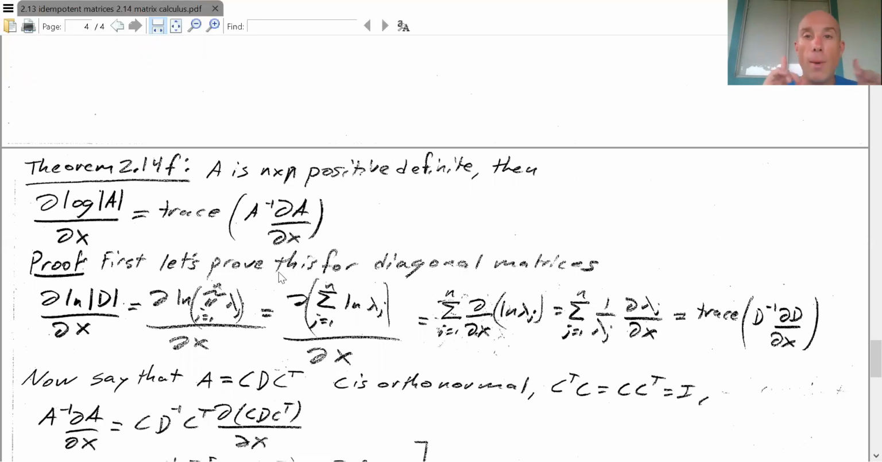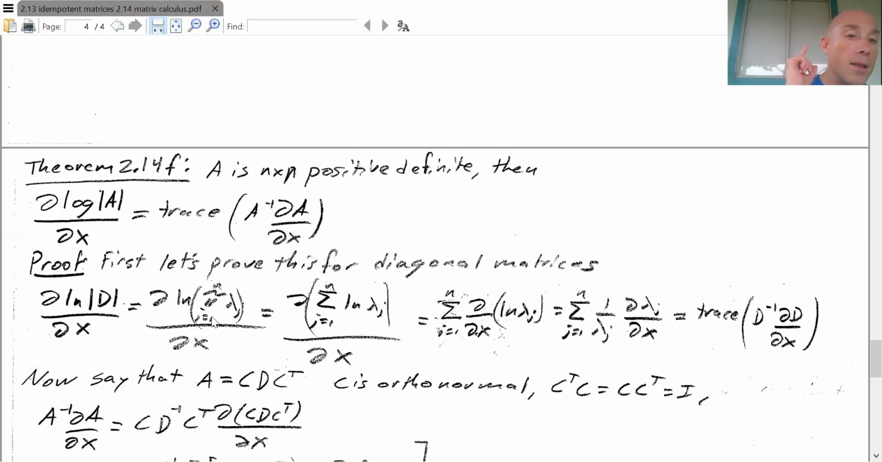All right, so how am I going to proceed? First and foremost, I'm going to prove this for diagonal matrices, and I'm going to use that in a moment to take it the rest of the way. So if I take the derivative of the natural log of the determinant of a diagonal matrix, the determinant is the product of the diagonals, and we know that that's going to be the product of the eigenvalues. Boom, we've got this.